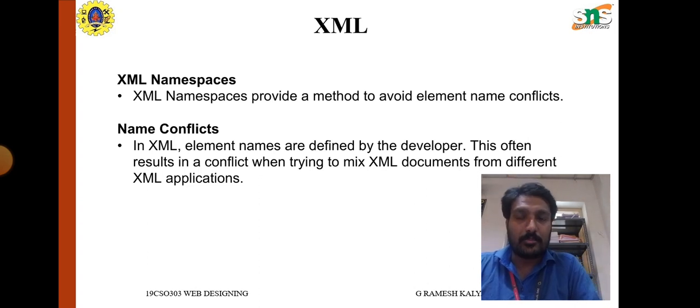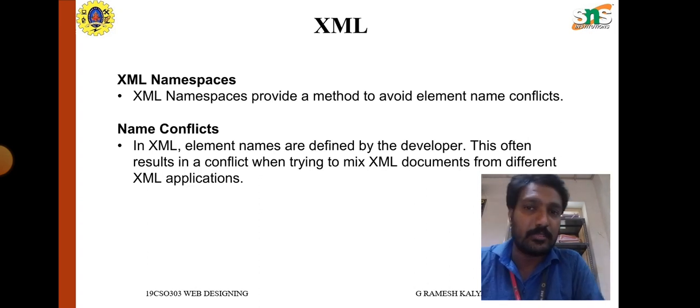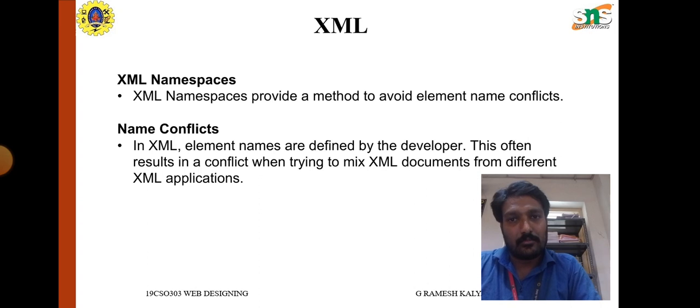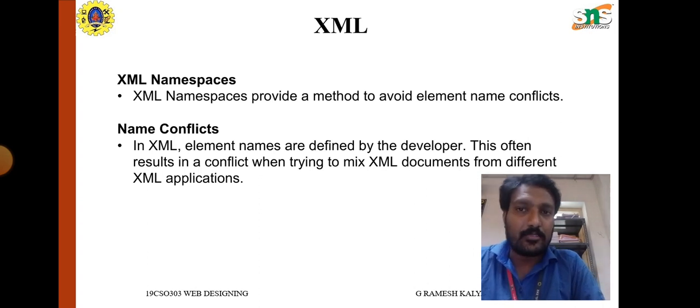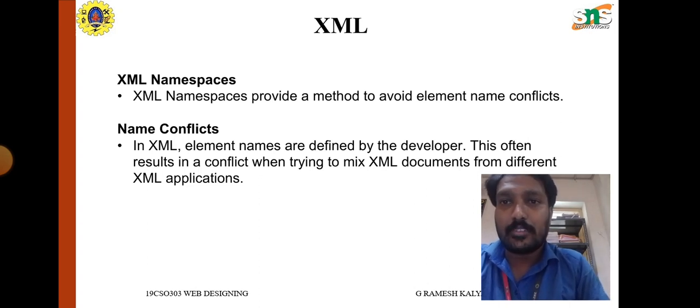the user or the developer is free to define his or her own tags. For example, for a college, he or she could define it with the college open tag, and inside this mention some information related to the college, namely the person's department name, roll number, and register number. And finally he could close it with the college closing tag. The developers are free to define their own tags, because of which conflicts occur.